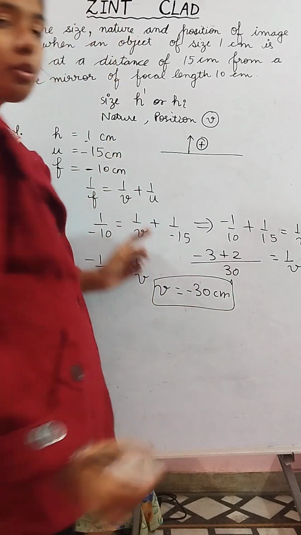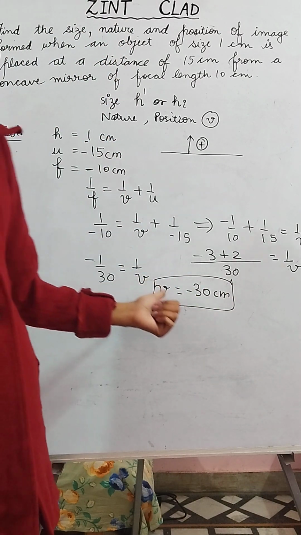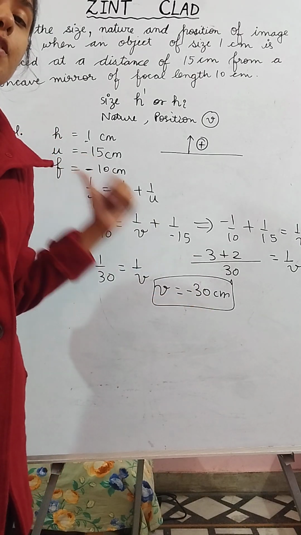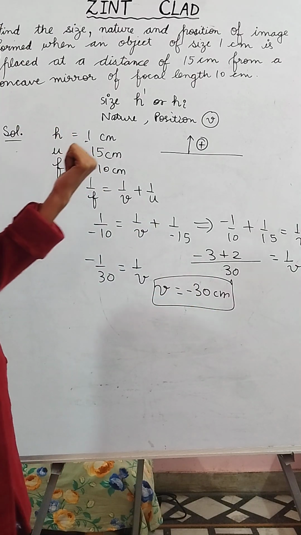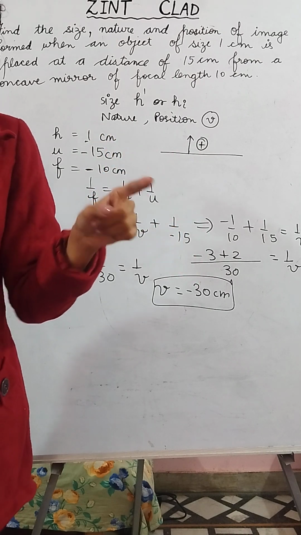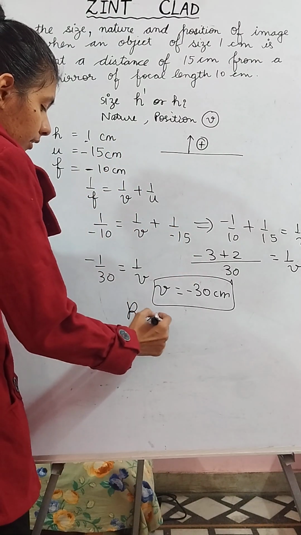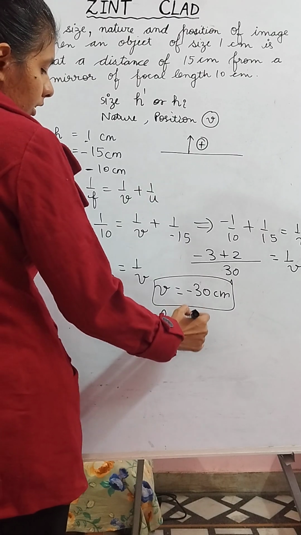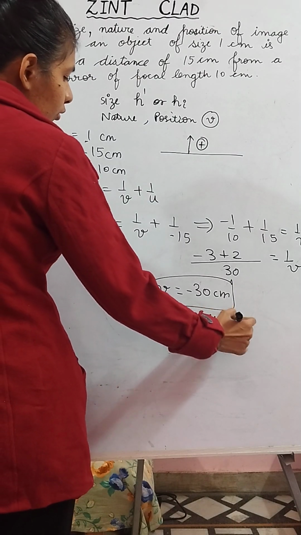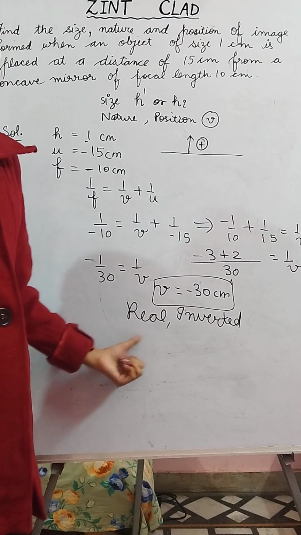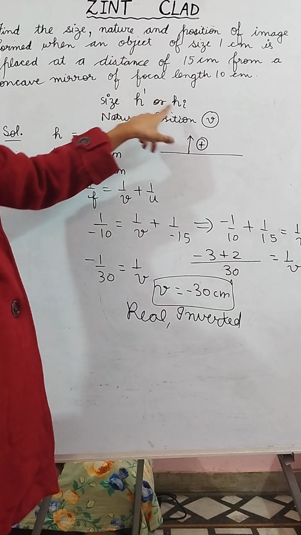That means V is also coming negative. And if V is also coming negative, that means image is also made on the left side of the mirror. And on the left side of the mirror, if image is formed, that means that image is real and inverted. Real and inverted. That means we got to know the position of image and we got to know the nature of image. Now we'll find the height of the image.